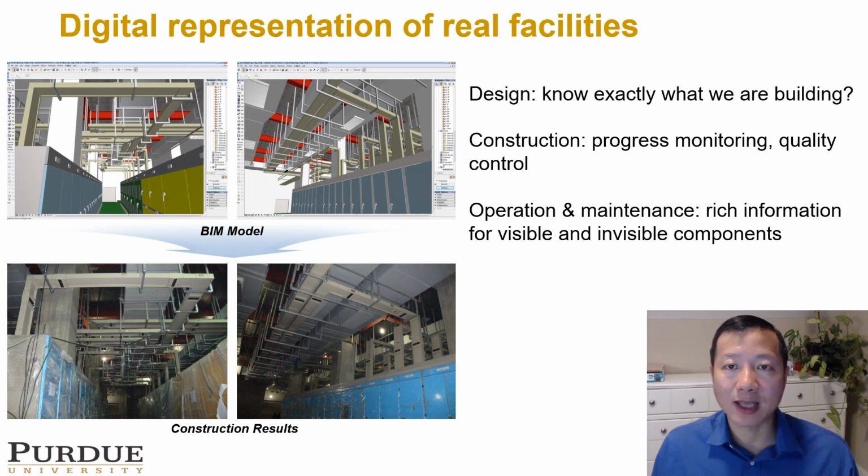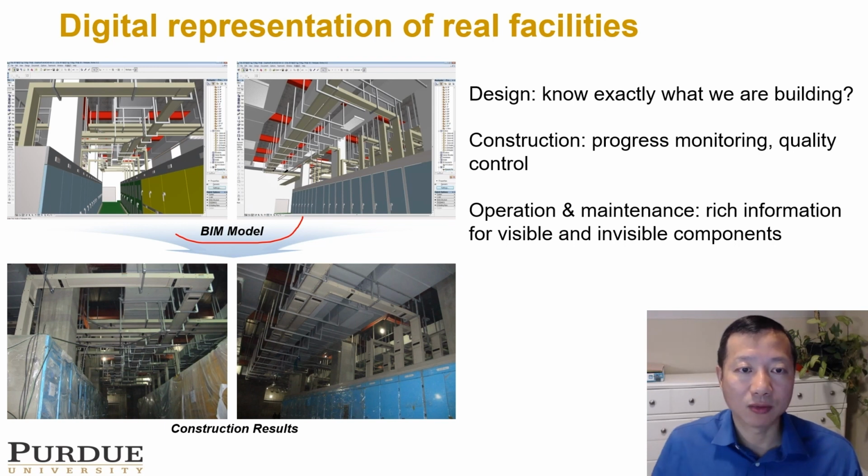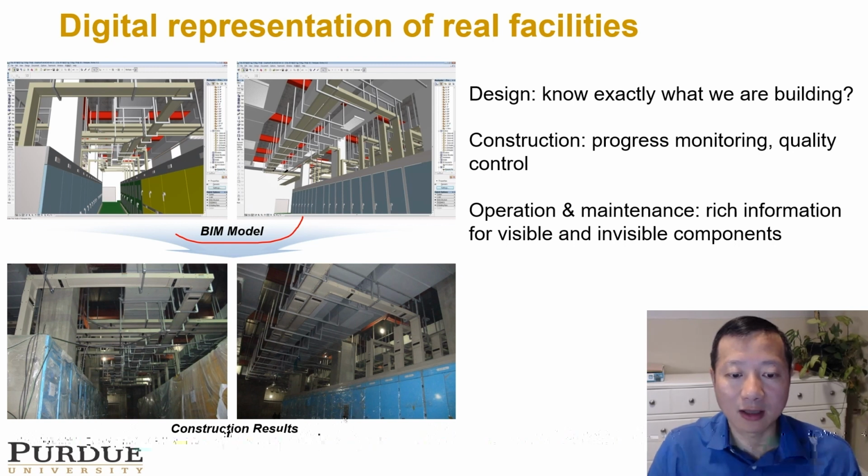So here's a few examples to show that the BIM model, the end result, is a digital representation of real facilities. The pictures on top are the BIM models. These are the models that we design through BIM authoring tools. They look very neat, right? But I hope everybody can tell that they are not the real ones.